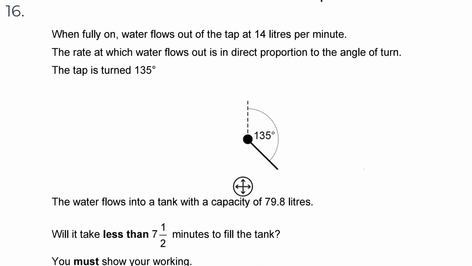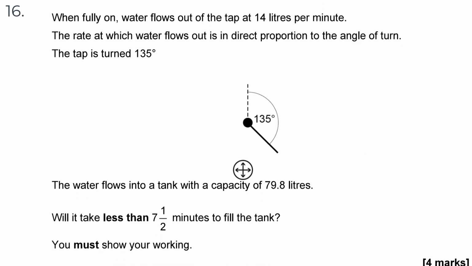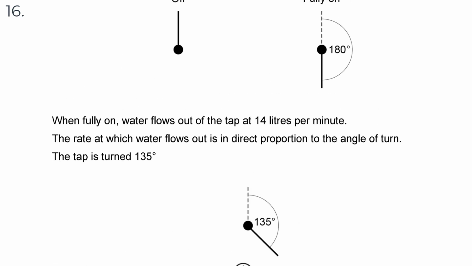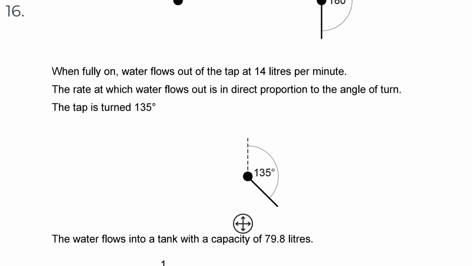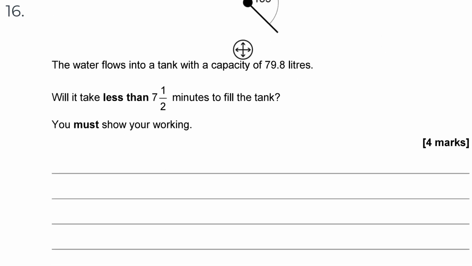Okay, so this is an interesting direct proportion question. We know that the rate of water flow is in direct proportion to the angle of turn. So let's call F the flow, and let's make T be the turn. So we know that the flow, F, is proportional to T, the angle of turn. I can replace that symbol of proportionality with equals K lots of T. So F equals KT, where K is the constant we need to find.